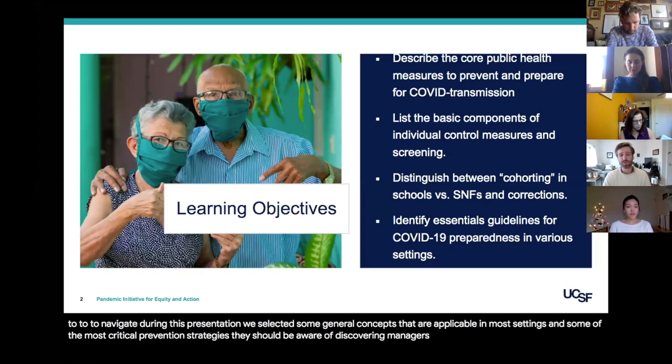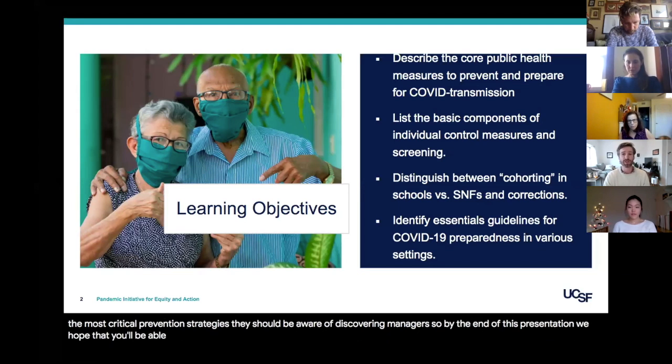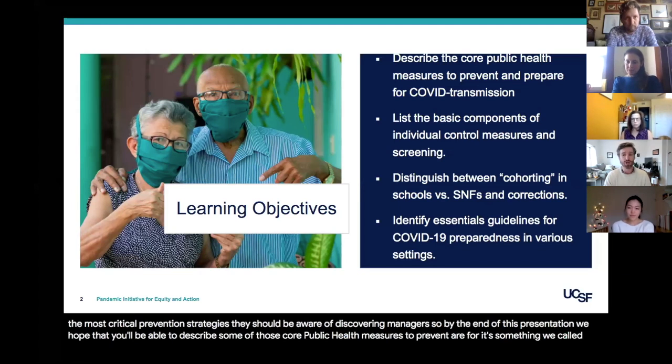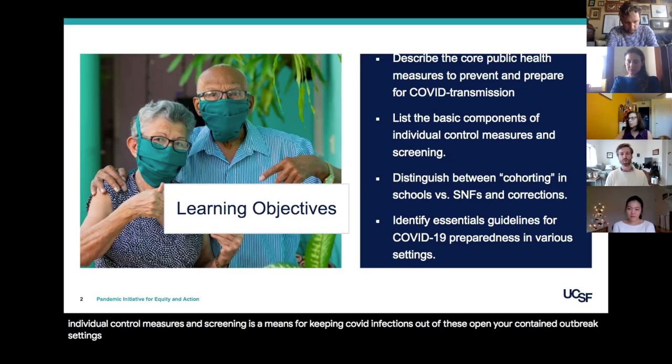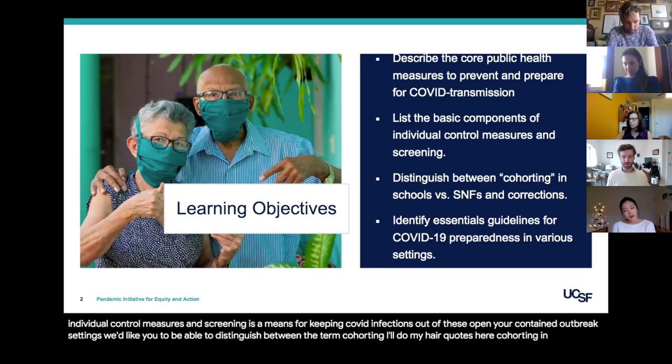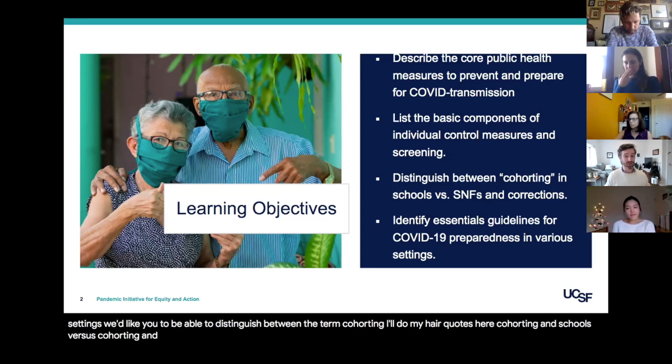So by the end of this presentation, we hope that you'll be able to describe some of those core public health measures to prevent and prepare for COVID transmission. These are the basic components of something we call individual control measures and screening, as a means for keeping COVID infections out of some of these open or contained outbreak settings. We'd like you to be able to distinguish between the term cohorting, I'll do my air quotes here, cohorting in schools versus cohorting in skilled nursing facilities and also in correctional facilities.